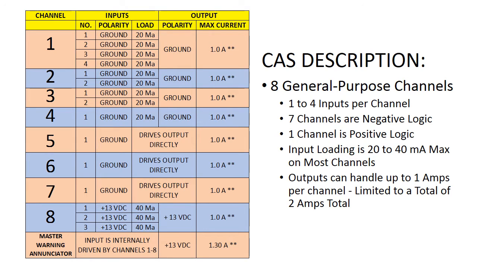1 amp. The contacts on these relays are actually rated at 2 amps, but I'm derating them here on this chart. The total current draw, the maximum for the entire board, is limited to 2 amps by an internal fuse. But in practice, you'll never get close to 2 amps.